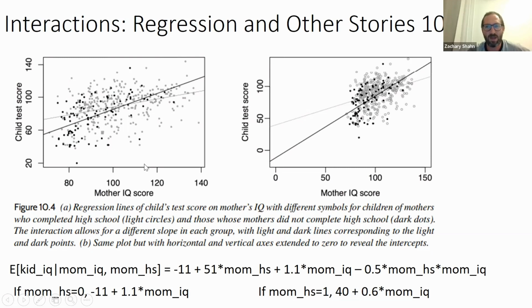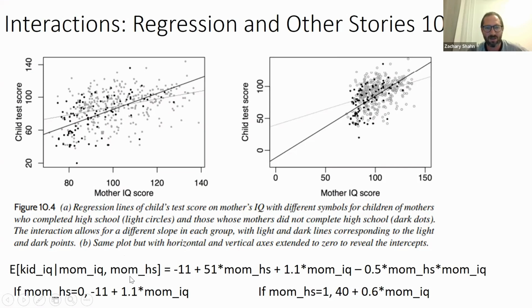So the way you allow for that and model that is to say the expected value of kid IQ given mom IQ and mom high school, you say that it's equal to a linear function of mom high school plus mom IQ, and then mom high school times mom IQ. That's how you include an interaction and allow the slope of mom IQ to vary depending on mom high school. So here are the coefficients.